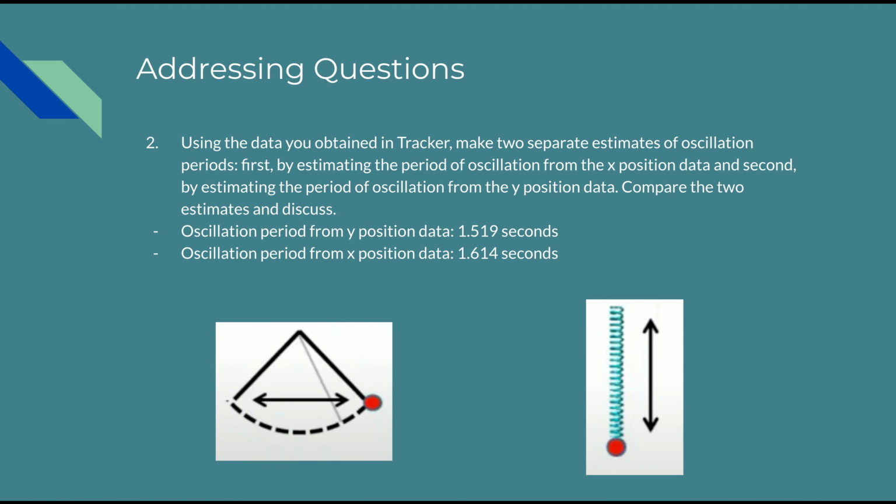For the second question, I found the oscillation period from y position data to be 1.519 seconds and the oscillation period from x position data to be 1.614 seconds. These two values are different because the object is not moving in a perfectly circular motion, so the length of the oscillation period from x position data is longer.